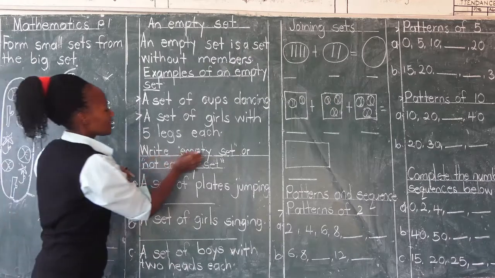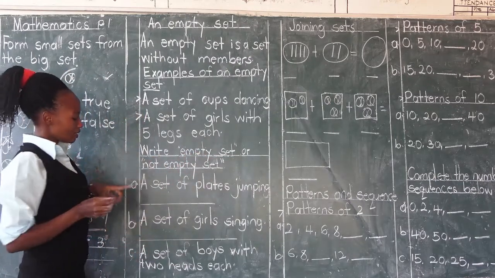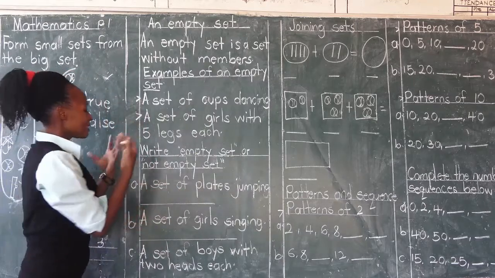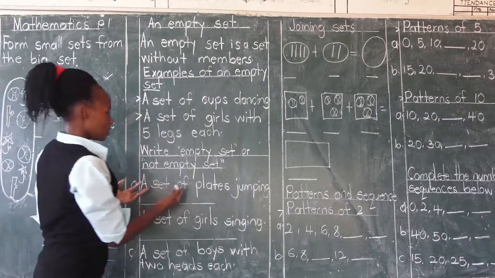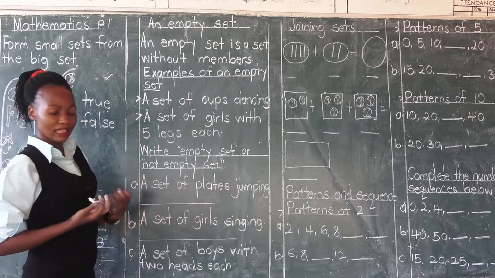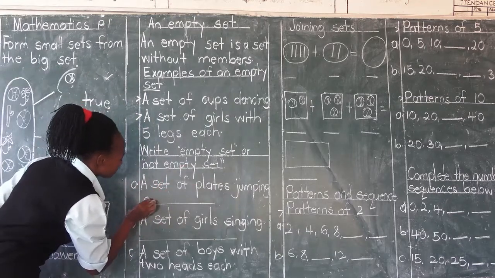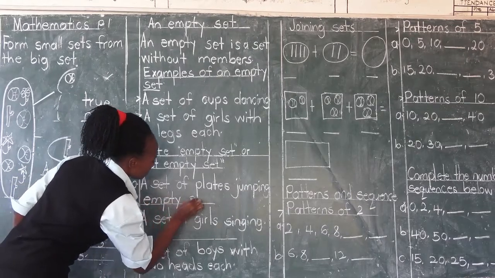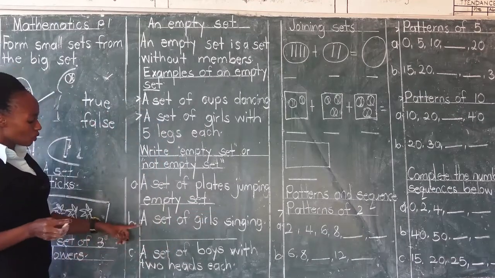Okay, but let's use now empty set or not empty set. The first one we have is a set of plates jumping. Now, is this an empty set or not empty set? When I look at the plates, can they jump? No. Meaning that this is an empty set. We are going to just write there, empty set. Then let's look at another one.